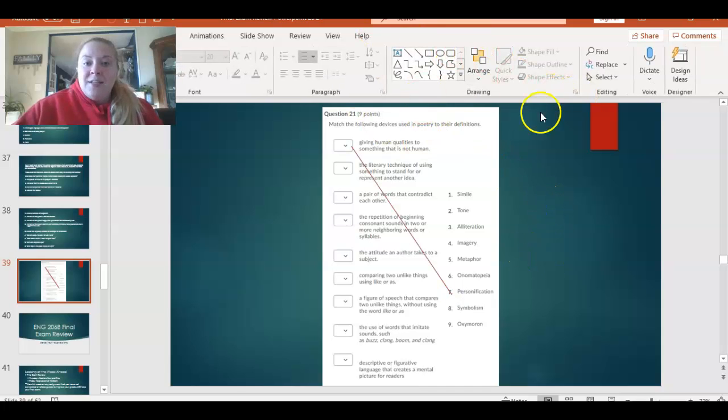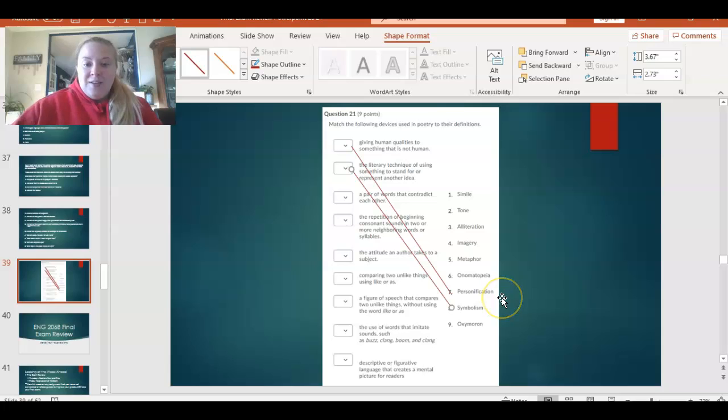Okay, next up, we have the literary technique of using something to stand for or represent some other idea. If something is standing for something else, representing another idea, it is a symbol for something. So we call that, you guys got it, hopefully, symbolism. So number 8, symbolism.